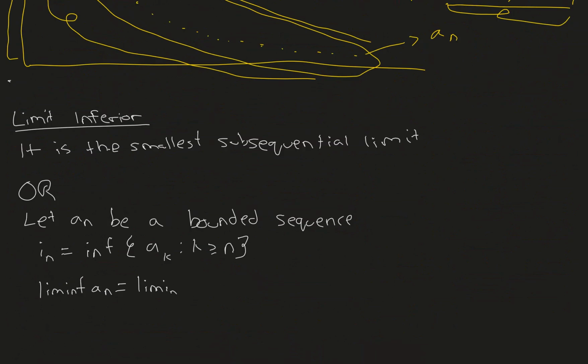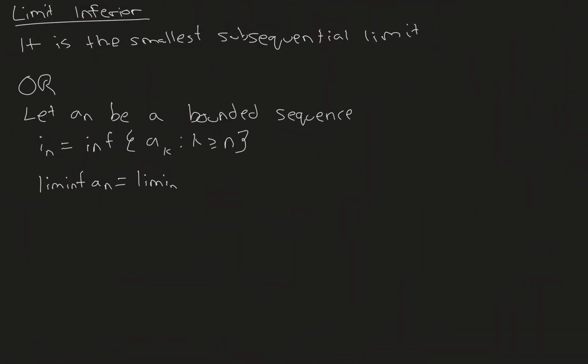Now limit inferior is exactly the same, but with a few differences. The simple definition of limit inferior is the smallest subsequential limit. Remember that for limit superior we looked at different subsequences of the same sequence, and limit superior is the largest value of the limits of all the subsequences, whereas limit inferior is the smallest one.